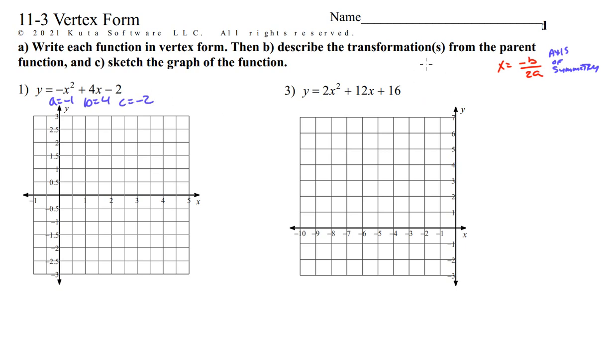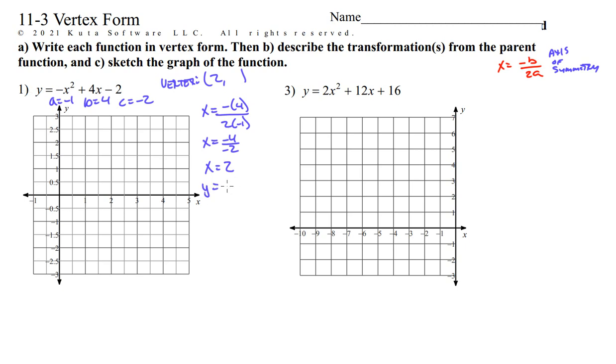So if I'm going to plug that into x equals negative b, which is 4, all over 2 times a, which in this case is negative 1. So we get x equals negative 4 over 2 times negative 1, which is negative 2. So negative over negative gives us a positive. 4 divided by 2 is 2. So we know that our vertex is going to be at x equals 2, and since we know that the x is 2, we're simply going to plug 2 into this equation here and see what we get for y.